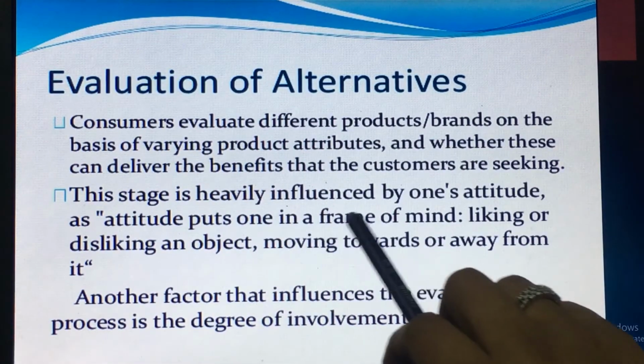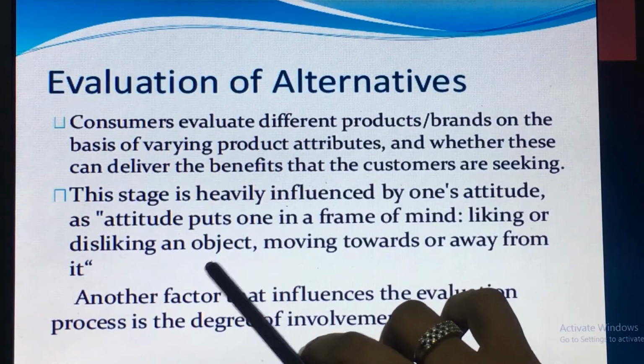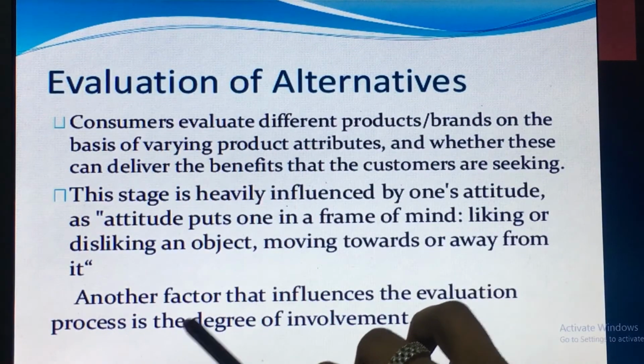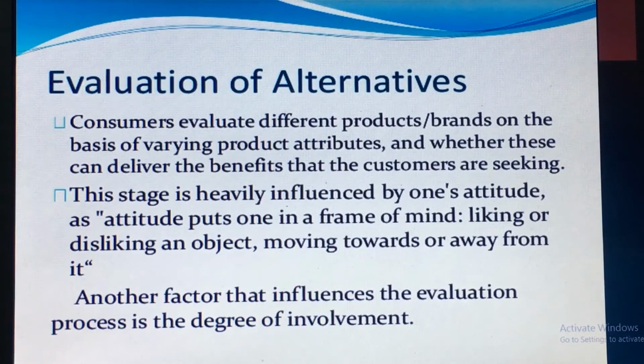This stage is heavily influenced by one's attitude, as attitude puts one in the frame of mind of liking or disliking an object, moving toward or away from it. Another factor that influences the evaluation process is the degree of involvement. So two factors are influencing the evaluation of alternatives. One is his liking or disliking of an object, and the other is the degree of involvement: how much the consumer is involved in making the decision to buy that product, or how much he is involved in looking after the various aspects of that product.